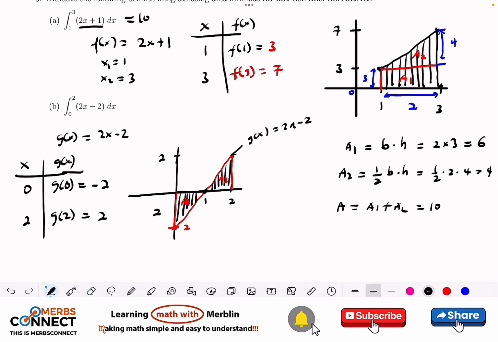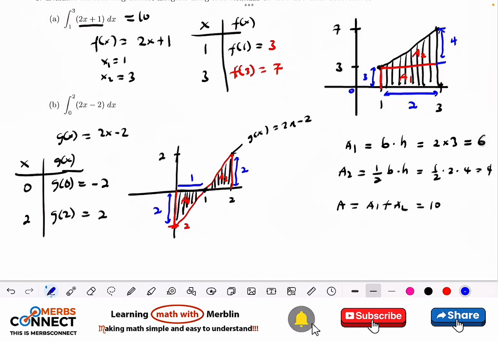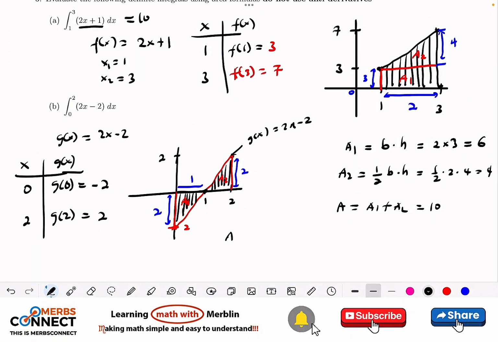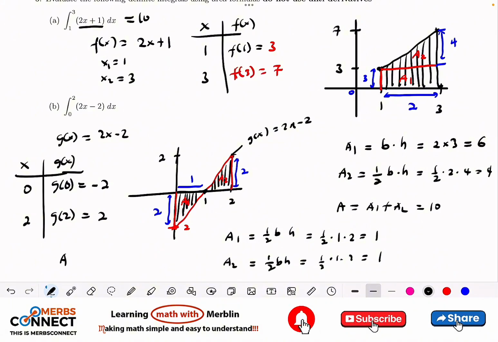So it means that the distance here is 1, the distance here is 2, the distance here is also 2. So let's find area 1. Area 1 is equal to half base times height. So this is going to be 1 over 2 times the base, which is 1, times the height, which is 2. This is going to give us 1. Area 2 is equal to 1 over 2 bh, which is the same thing, times 1 times 2, which is equal to 1.